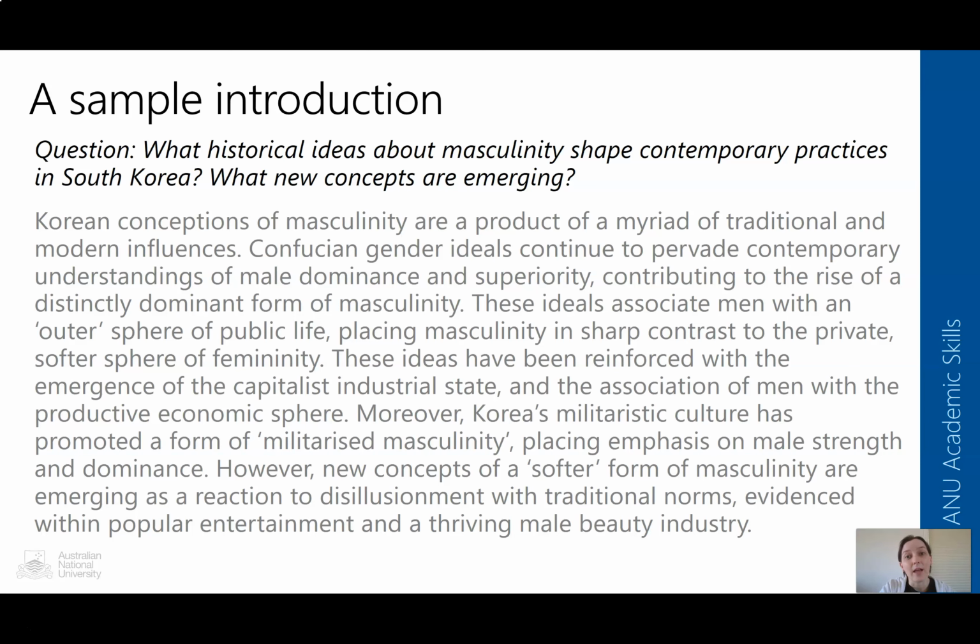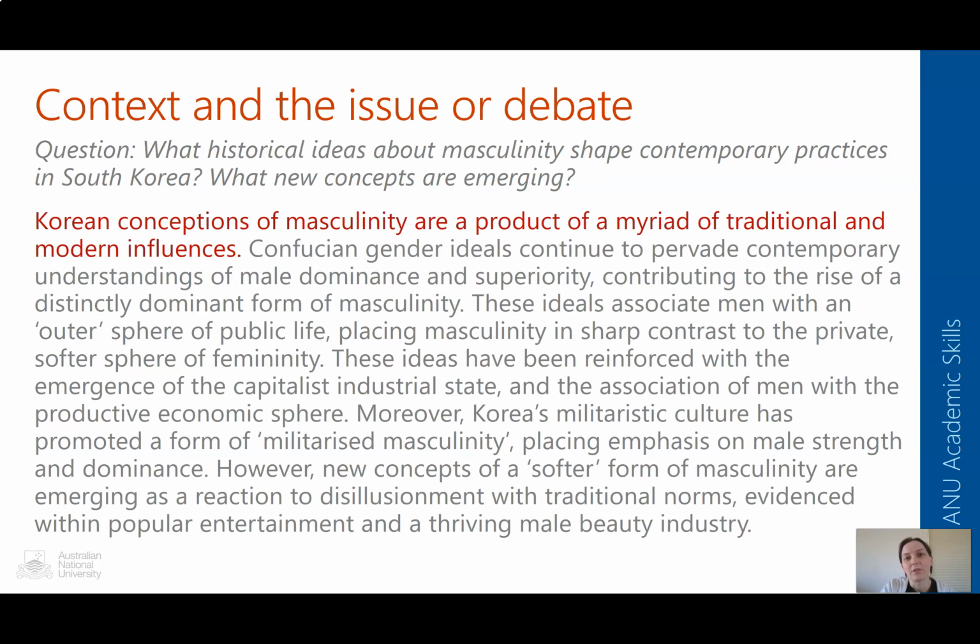So we're taking this real example from a past student who was answering the question, what historical ideas about masculinity shape contemporary practices in South Korea? What new concepts are emerging? So first of all, the student starts off by introducing the topic. What's the context and the issue or debate that they're focused on? So they're saying that Korean conceptions of masculinity are a product of a myriad of traditional and modern influences. So that's some broad context to start off with, basically saying this topic is complicated, it's complex and it's interesting.